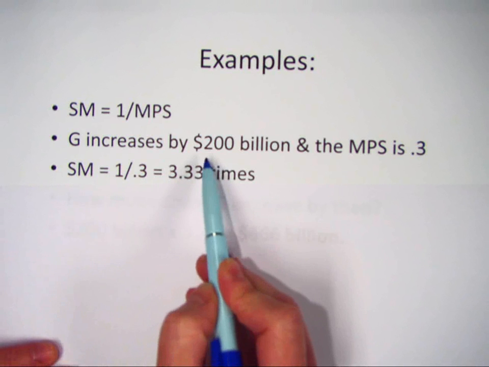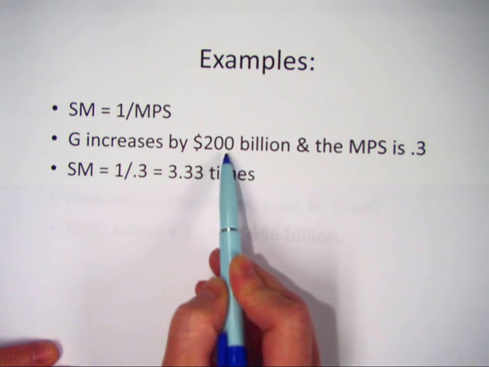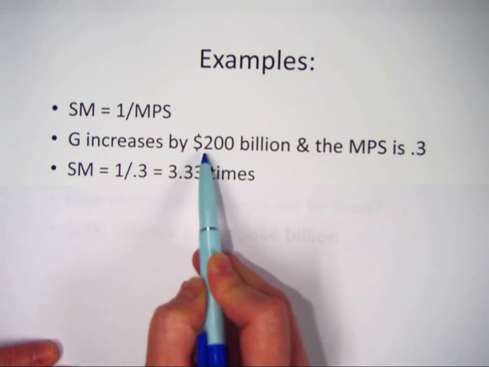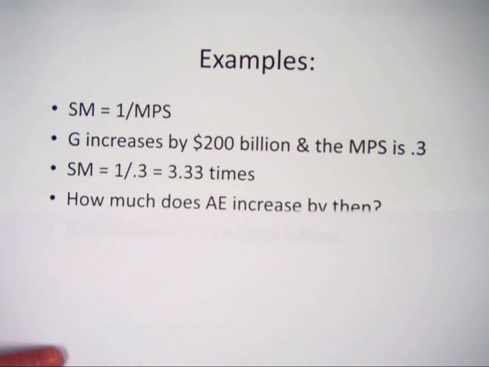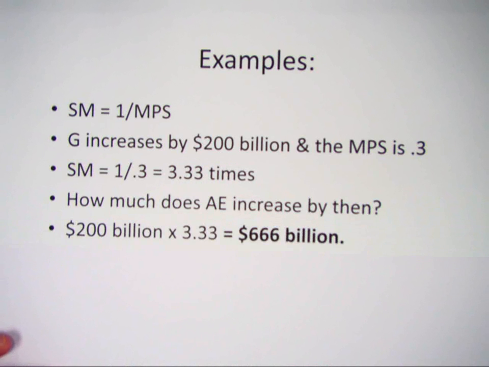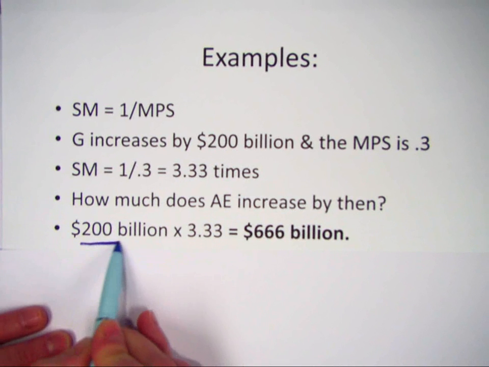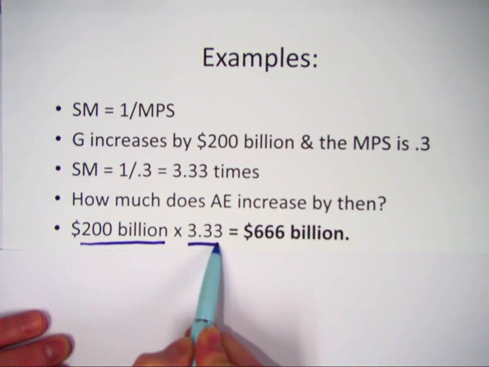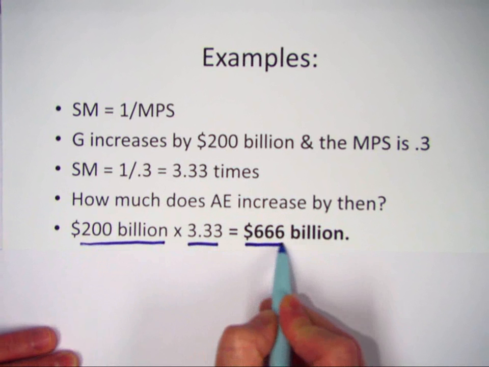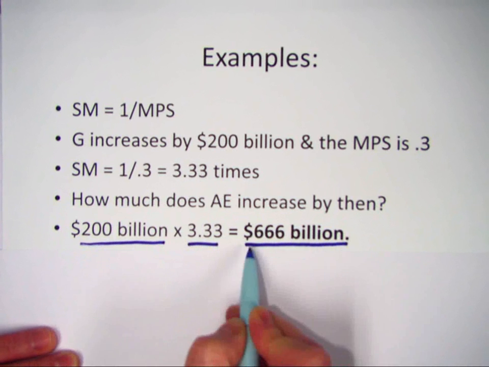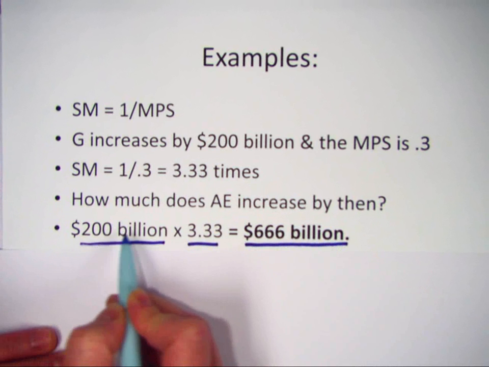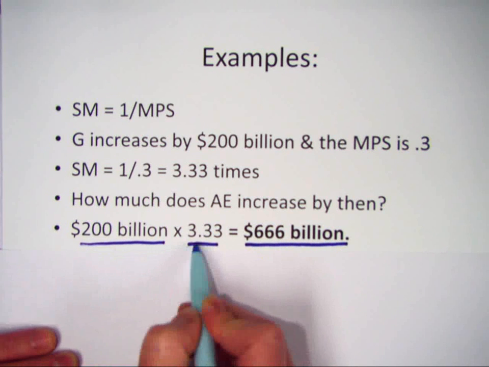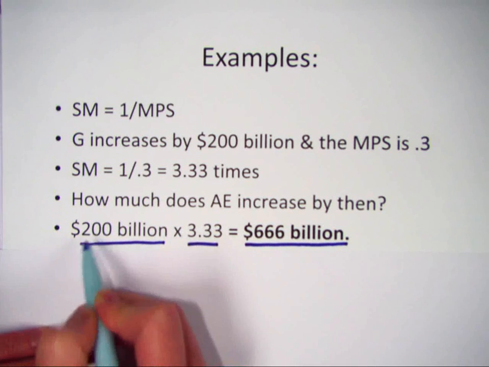Government increased its spending by $200 billion. Aggregate expenditures is going to increase not by $200 billion, but by 200 times 3.3. So how much does aggregate expenditures increase by? Here is our change in government spending. We multiply it by the spending multiplier, and we see that aggregate expenditures increases by $666 billion. Not the $200 billion. Because of the multiplier effect, it's going to increase by 3.3 times the size of that injection.